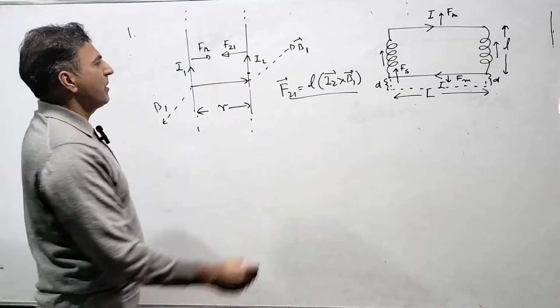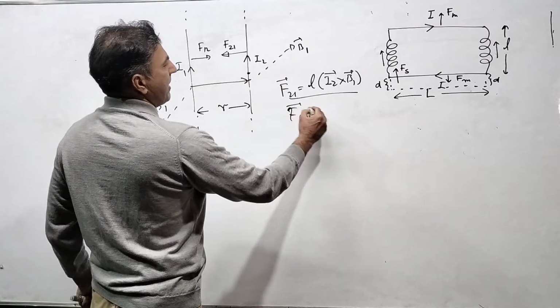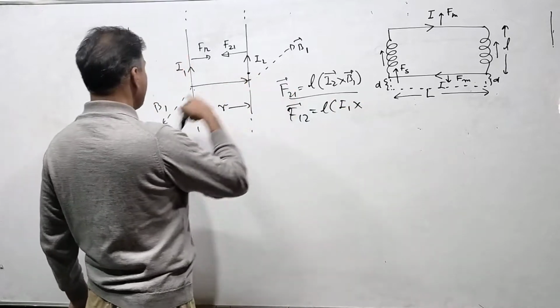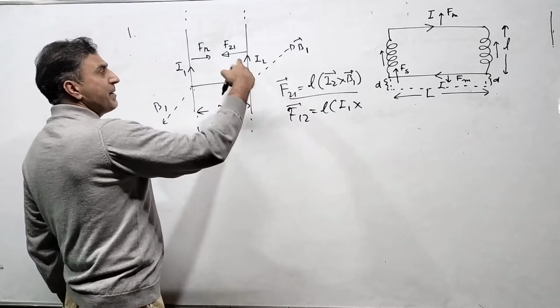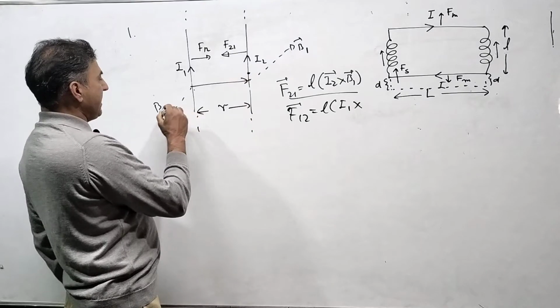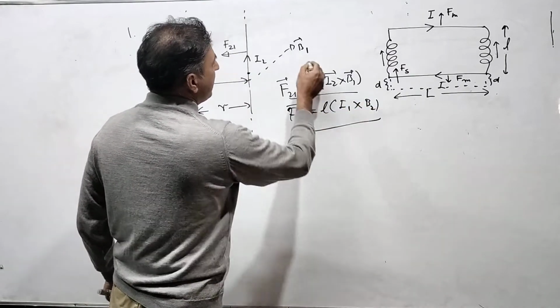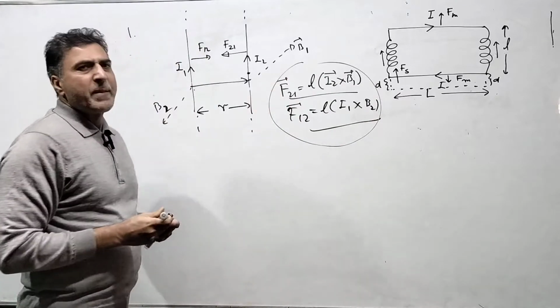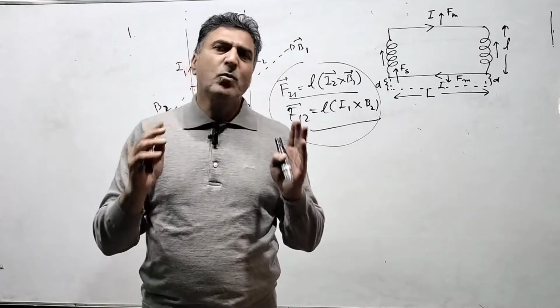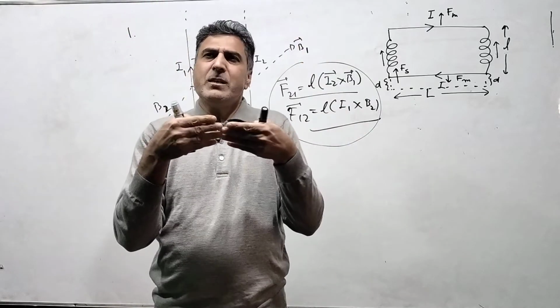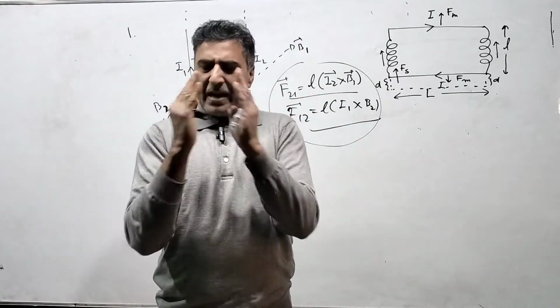And this is also very simple. F12 is again the length of this conductor, I1 cross B2, because B2 is the magnetic field created by this conductor on this conductor. And this is the concept. If there are two current carrying conductors carrying current in the same direction, they will attract each other.